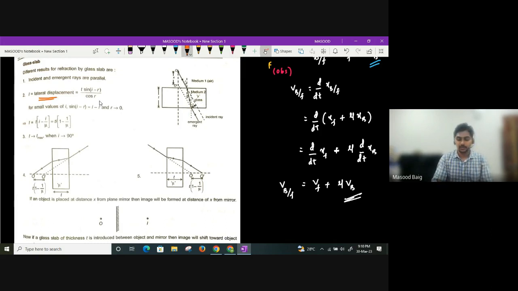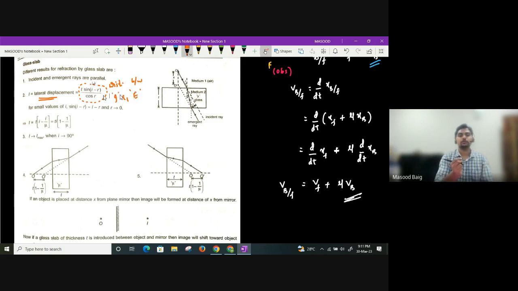And it is given as t into sine of (i minus r) divided by cos r. This is the distance between what and what? It is the distance between the incident ray and the emergent ray, guys.